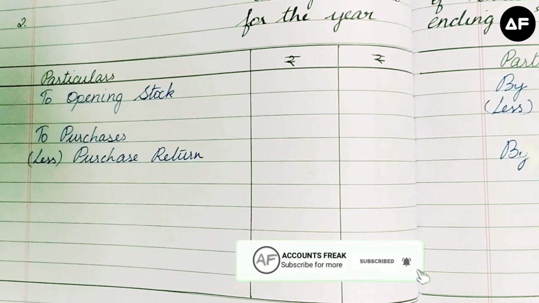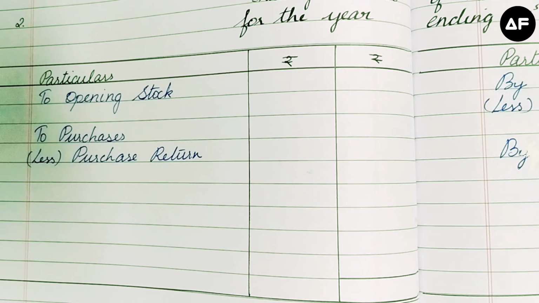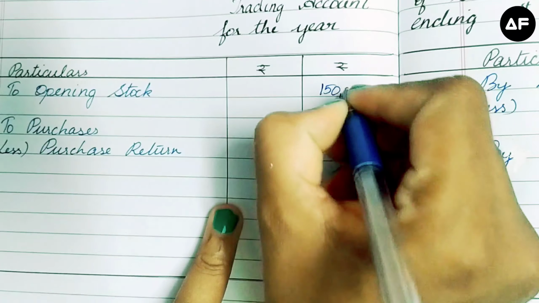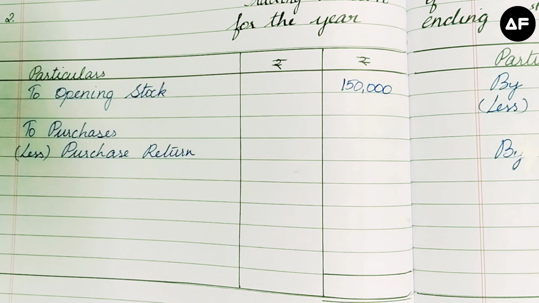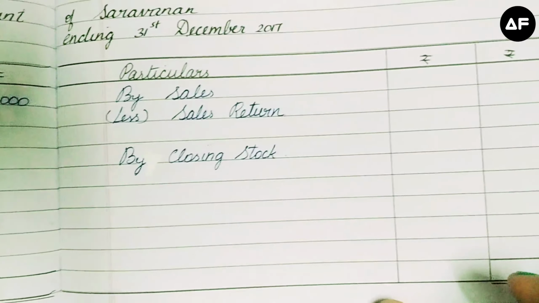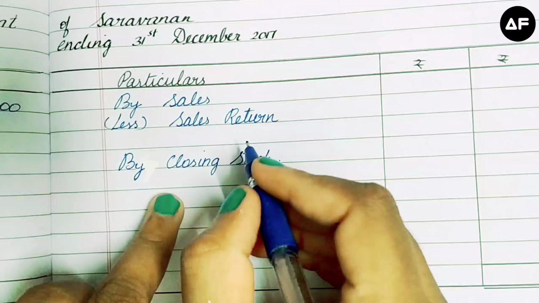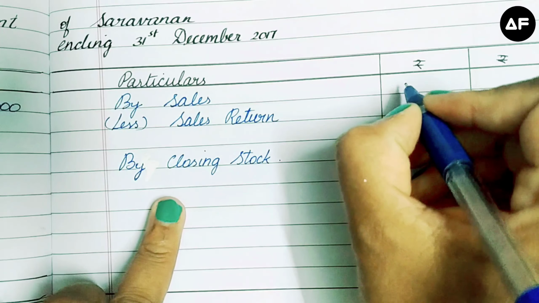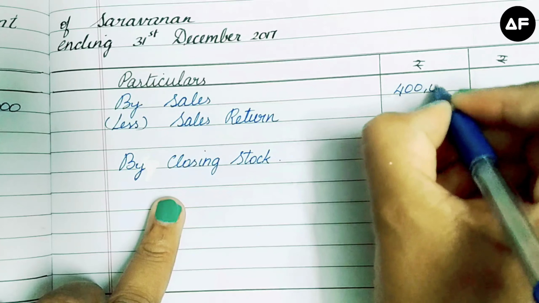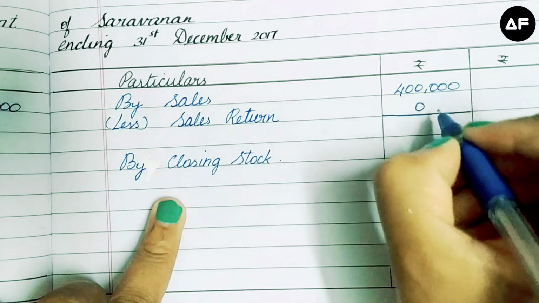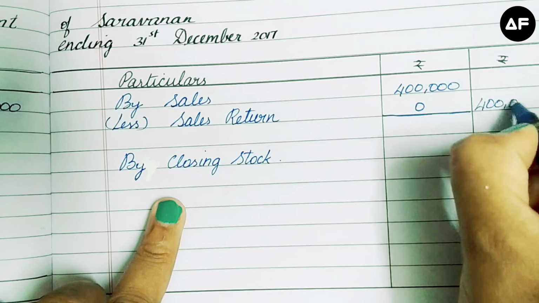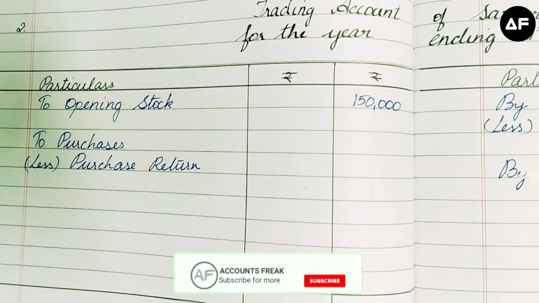The first item over here, I'm just going to take from the question and fill it in. So the opening stock in the question is 1,50,000. Then we have net sales during the year as 4 lakhs. Here I've written down the format as sales less sales return. They've given me net sales, that is, the total sales itself is given. Therefore, I do not have any sales return. So I can just put a 0, subtract it, and put the value in the outer column.